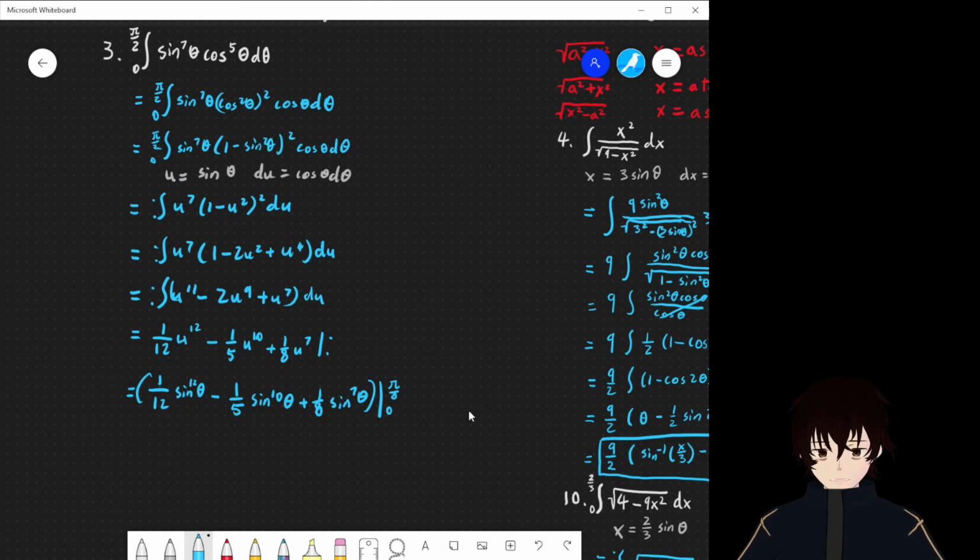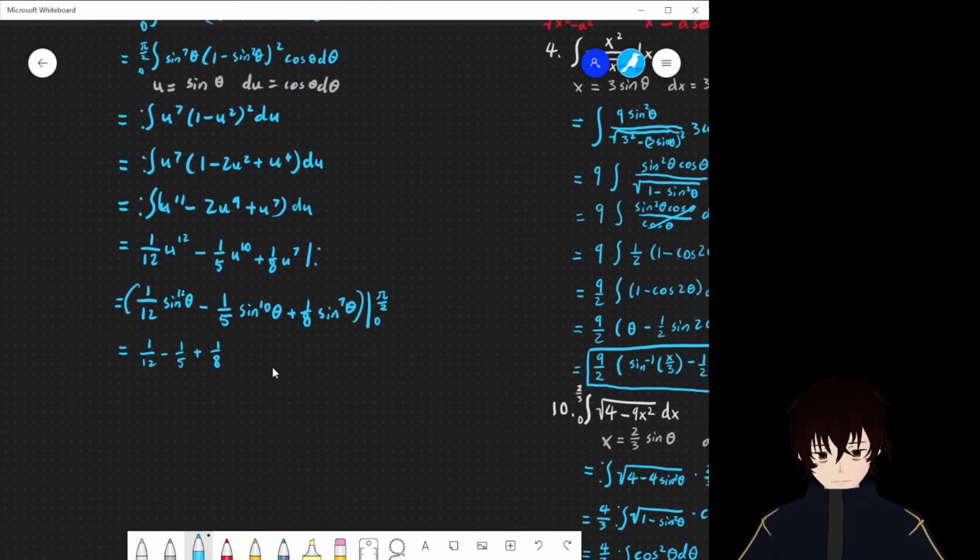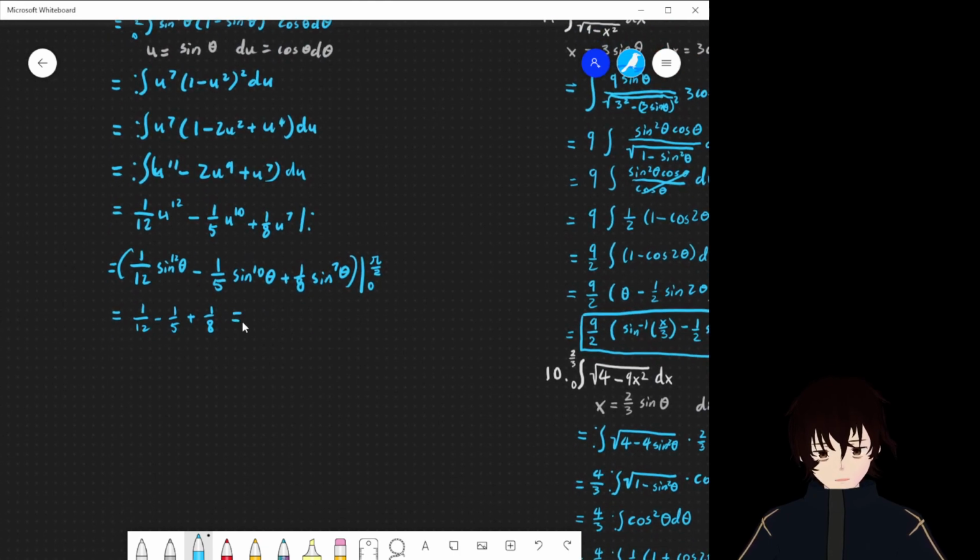Now if theta is equal to 0, then everything's just 0 because sine of 0 is 0. So now we only want to plug in pi over 2. Sine of pi over 2 is 1, which is convenient. Yeah, sine of pi over 2 is 1, so we get 1 over 12 minus 1 over 5 plus 1 over 8. I guess we'll simplify a bit.